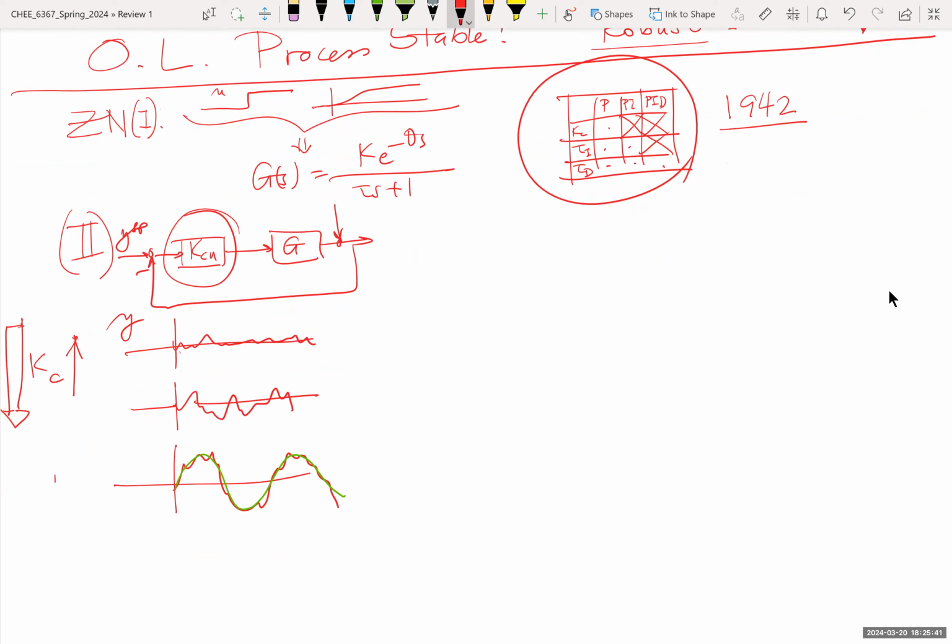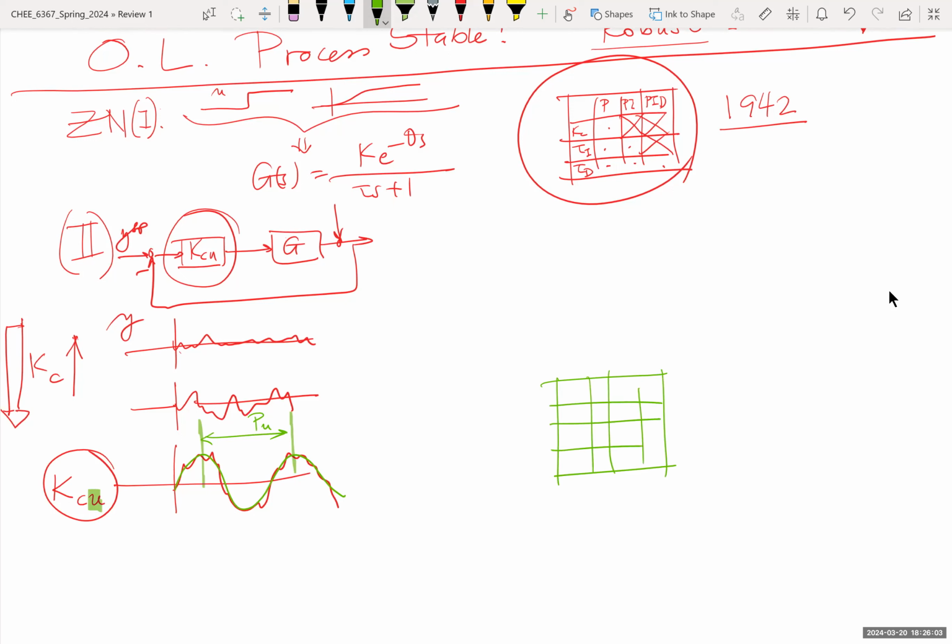The continuous oscillation happens at the ultimate gain. There is a value of the gain here for which you have continuous oscillations. So you can measure the period of these oscillations, the ultimate period, and then boom, you have again a table in the same way as before. You have Kc, tau I, tau d for P, PI, and PID.